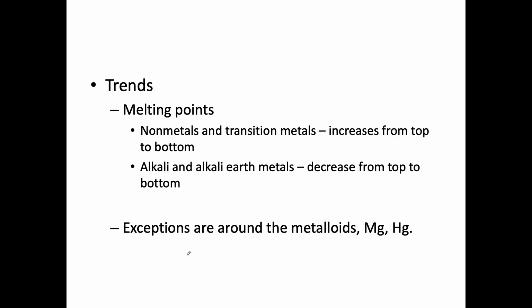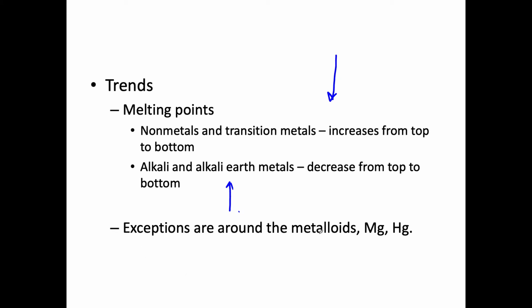And when we talk about trends, there are certain trends we need to know. For melting points for metals, nonmetals, and transition metals, it increases from the top to bottom. So as we go from the top and go down, the melting point increases. But for the first two columns on the left, it goes the other way. It decreases as you go top to bottom, or if you go from the bottom to the top, the melting point increases. That's just the trends between the melting points.